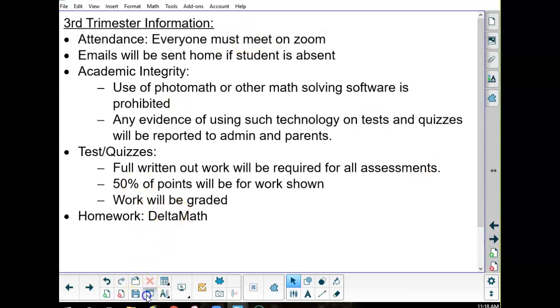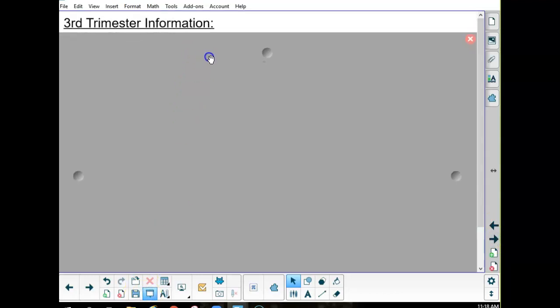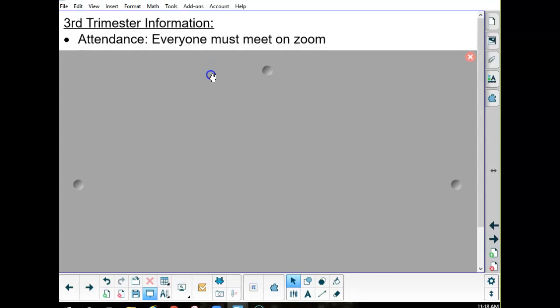Okay, so we need to have a little chat about some new changes for third trimester that I want everybody to be aware of. The first thing is attendance. Everyone must meet on Zoom unless you get an email stating otherwise. I say that because at some point my wife is going to have our child. She is currently 4 or 5 days past her due date, so it could happen any minute, and there's a chance that she could call and I've got to leave right away.